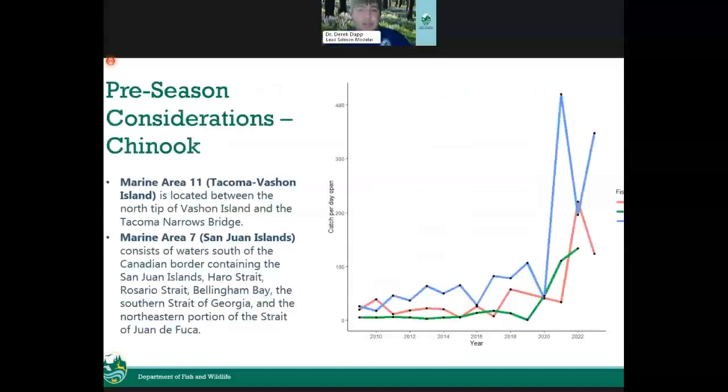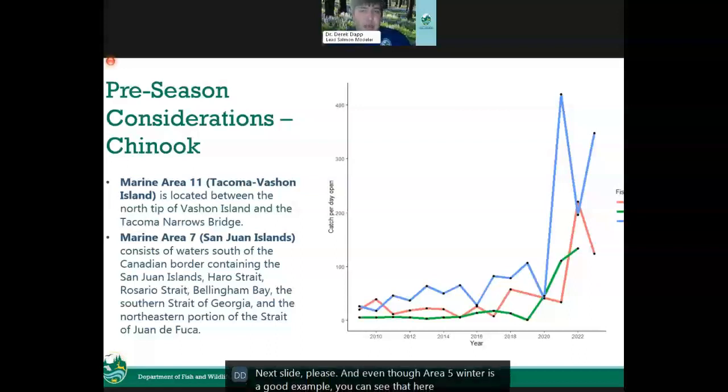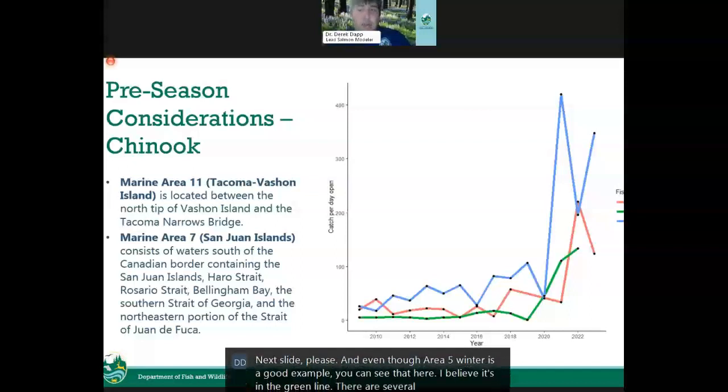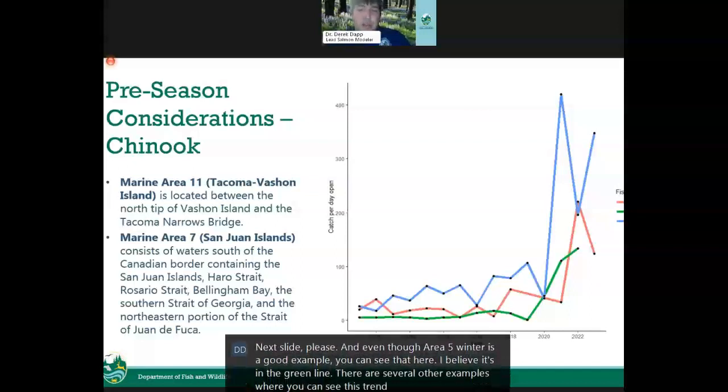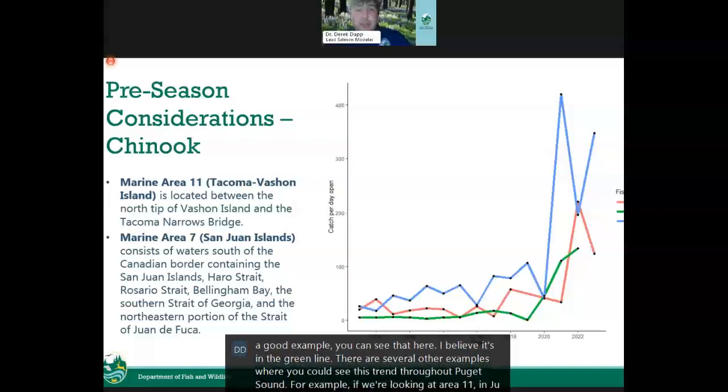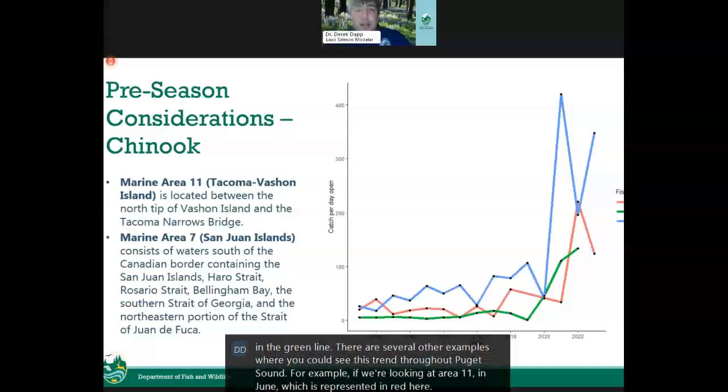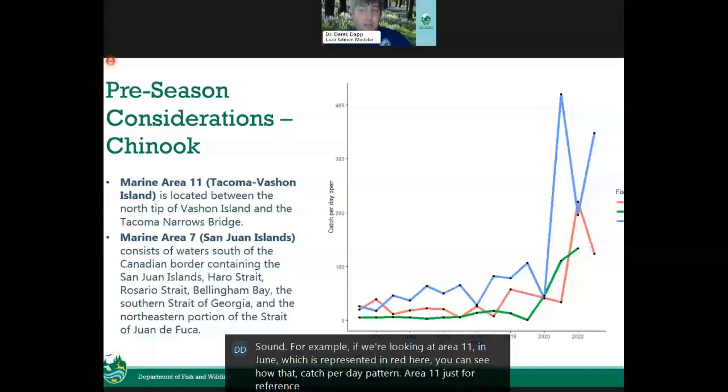Next slide, please. And even though Area 5 winter is a good example, you can see that here, I believe it's the green line. There are several other examples where you could see this trend throughout Puget Sound. For example, if we're looking at Area 11 in June, which is represented in red here, you can see that catch per day pattern. Area 11, just for reference, is the Tacoma area.